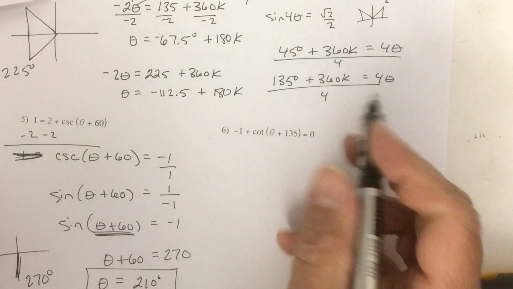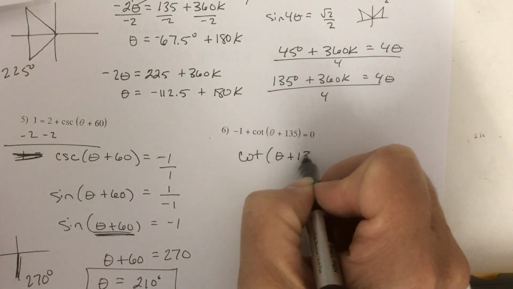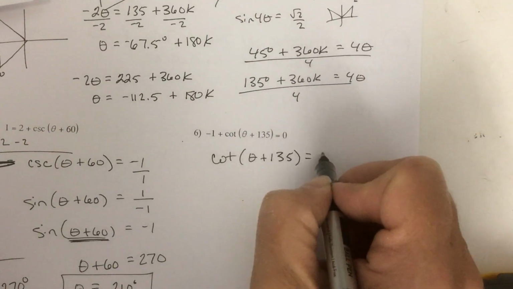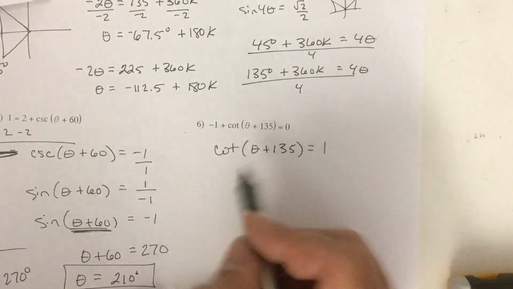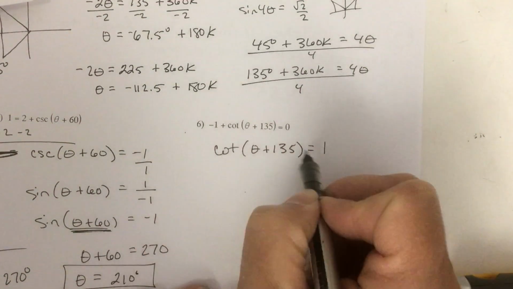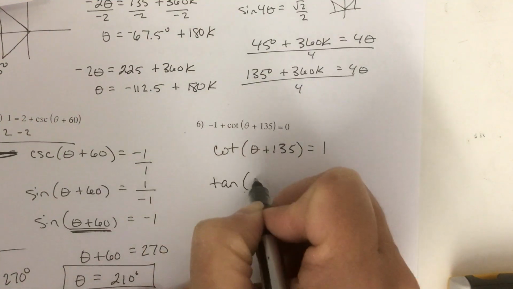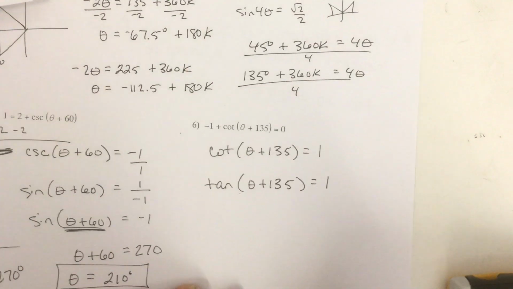Okay, let's look at number 6. We're going to start by adding 1 to both sides. So the cotangent of theta plus 135 is equal to positive 1. Tangent and cotangent are reciprocals. So if cotangent is 1, tangent is the reciprocal of 1, which is still going to be 1.